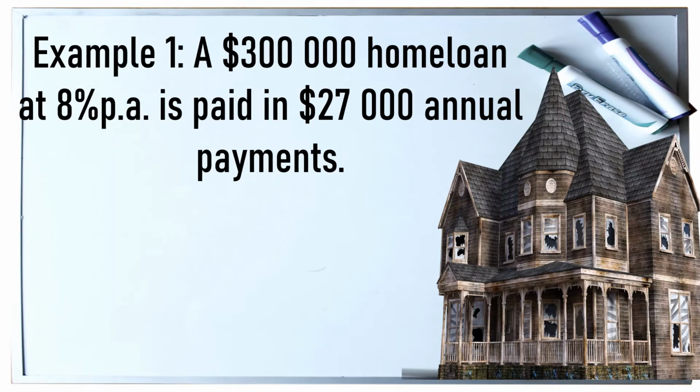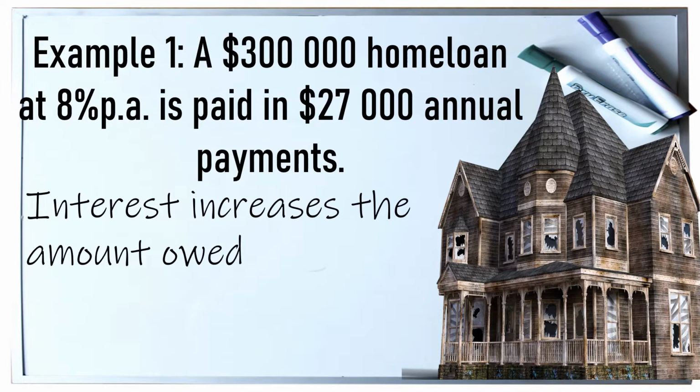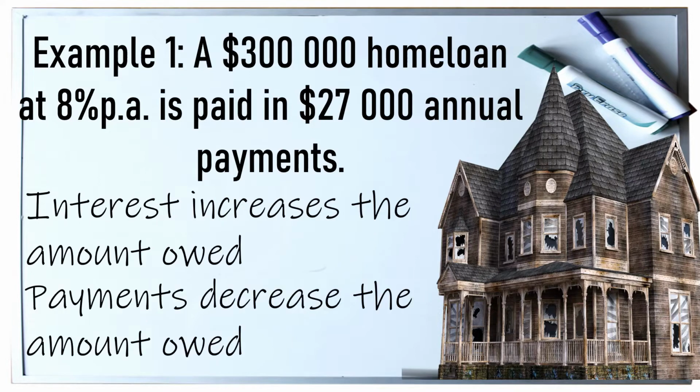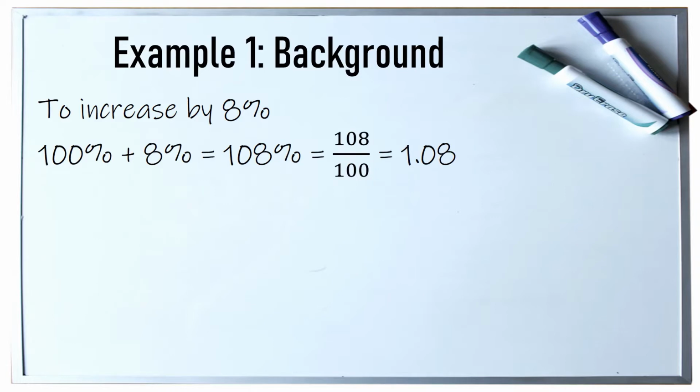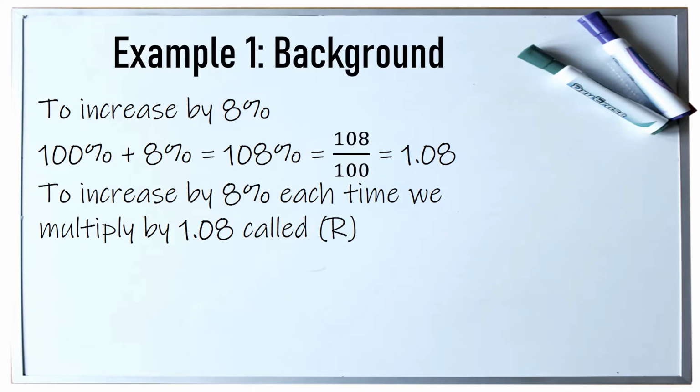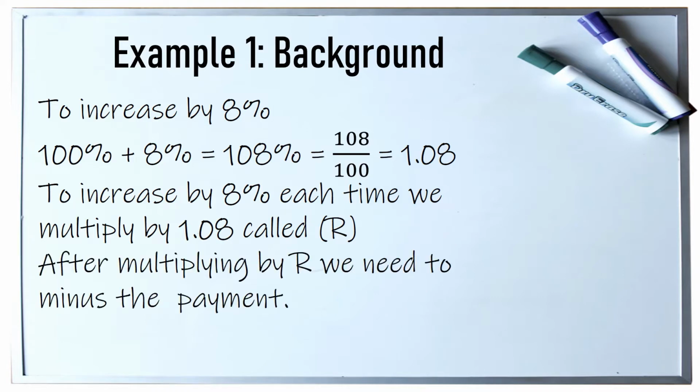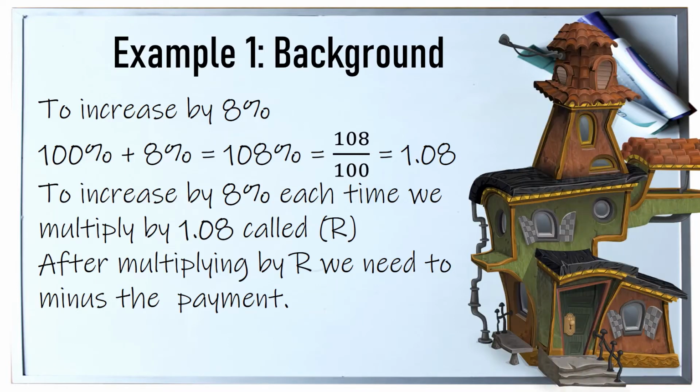Example 1. A $300,000 home loan at 8% per annum is paid in $27,000 annual payments. So the interest increases the amount owed, but the payments decrease the amount owed. To do this problem, we need to do a bit of background work. To increase by 8%, that's the same as 100% plus 8% is equal to 108%, which is the same as 1.08. So to increase by 8% each time, we multiply by 1.08, which is our R value. After multiplying by R, we need to minus the payment.